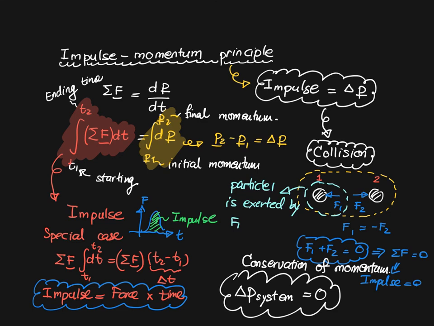So the key idea is that if we look at both particles as a whole system, then the total momentum of the whole system does not change. However, if we look at just one particle, for example particle number 1, then the momentum of just one particle will definitely change because there is a force exerted on it. So you must be careful about this point.